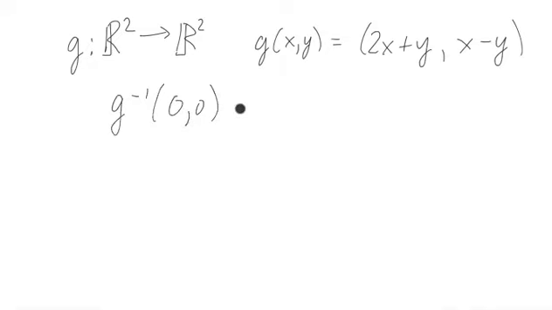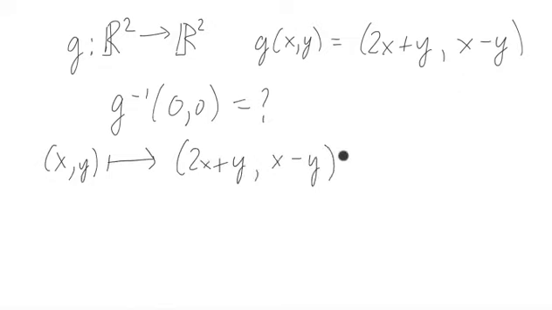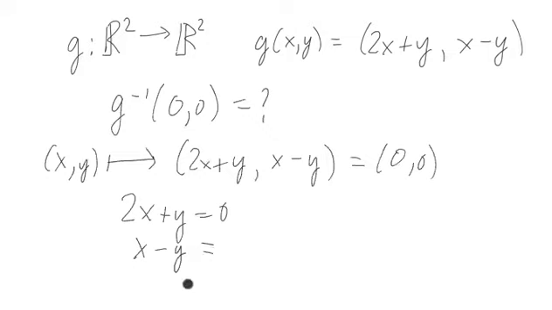So g inverse of (0, 0) would be what? Everything that's sent to (0, 0). So we think (x, y), we want that to go to (0, 0). What is it sent to? Well, we know (x, y) is sent to (2x plus y, x minus y), and we want that to be equal to (0, 0). To do that, we just need this equaling 0 and that equaling 0 at the same time. In other words, we have a system of two equations and two unknowns. Finding fibers is nothing more than solving a system of equations, and solving a system of equations, vice versa, is nothing more than finding a fiber of a function.